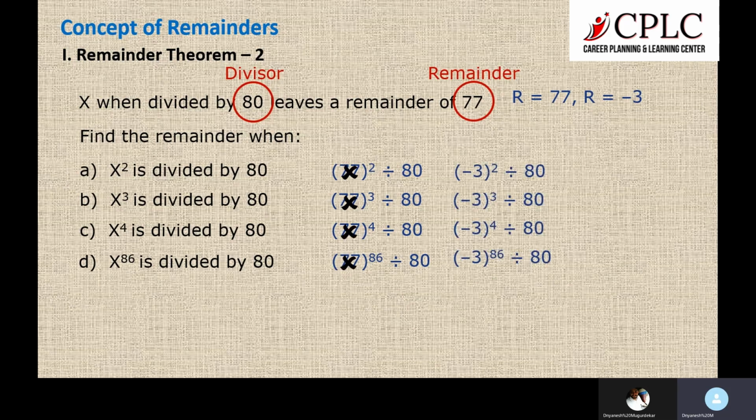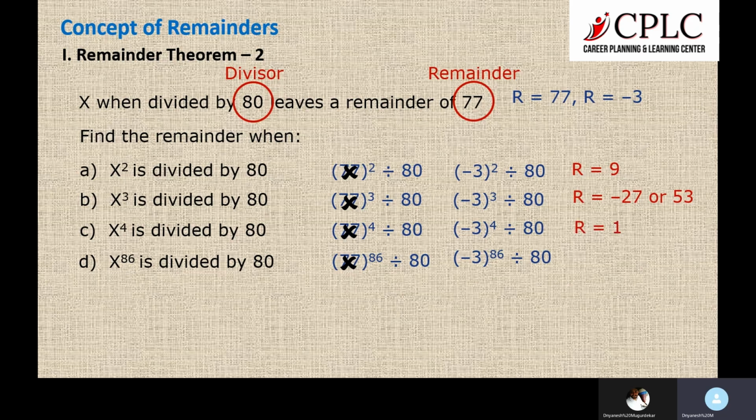So x becomes minus 3, and all the questions change straight away. X square, that is minus 3 squared, is 9. 9 when divided by 80 gives you the remainder as 9 itself. X cube, that is minus 3 cubed, is minus 27, which when divided by 80 will give you the remainder as minus 27 or positive 53. How do we get that? 80 minus 27 gives us positive 53. X raised to 4, minus 3 raised to 4, is positive 81. 81 divided by 80, we get the remainder as plus 1.